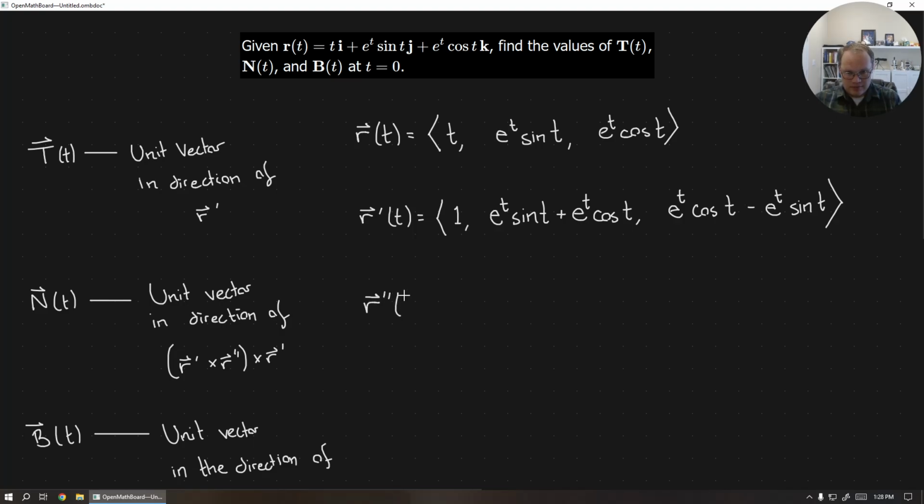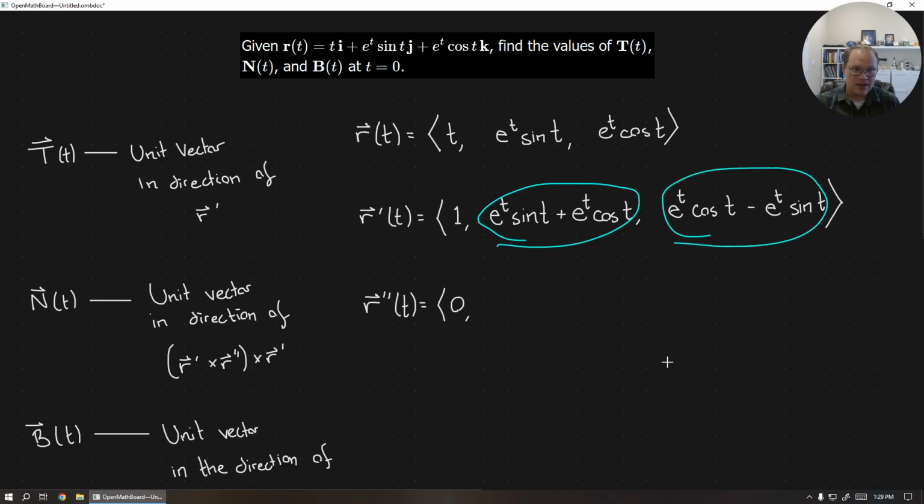Second derivative. Okay? Derivative of 1 is 0. That one's easy. Derivative of e to the t sine t plus e to the t cosine t. Well, we just found the derivative of e to the t sine t, and we found the derivative of e to the t cosine t. So rather than thinking super carefully, I can use those derivatives I've already found and plug in. All right? So this is the derivative of e to the t sine t. This is the derivative of e to the t cosine t.